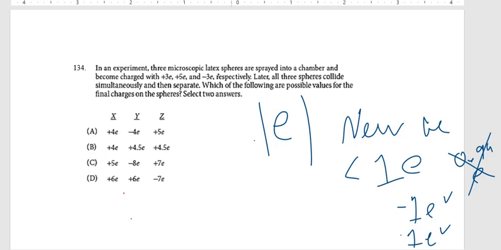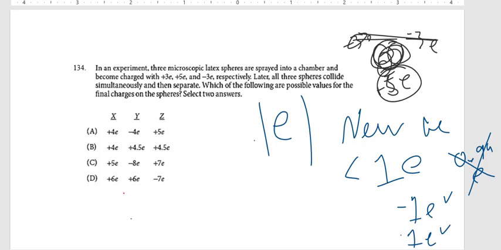In the experiment, 3 macroscopic latex spheres are sprayed into a chamber, in a room, and they become charged with 3e, 5e, and negative 3e, respectively. Later, all 3 spheres collide, so they all get stuck together in one object. So you've got 3e, negative 3e, and 5e. So this whole thing's charge would be, let's see, 3 minus 3 goes away, so this whole thing would just be positive 5e.